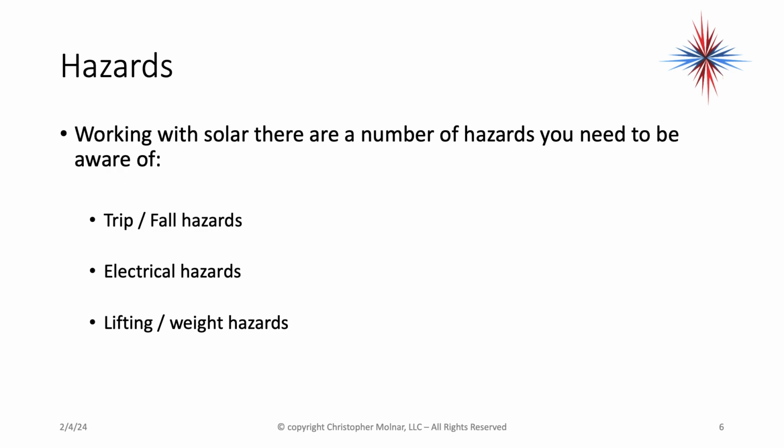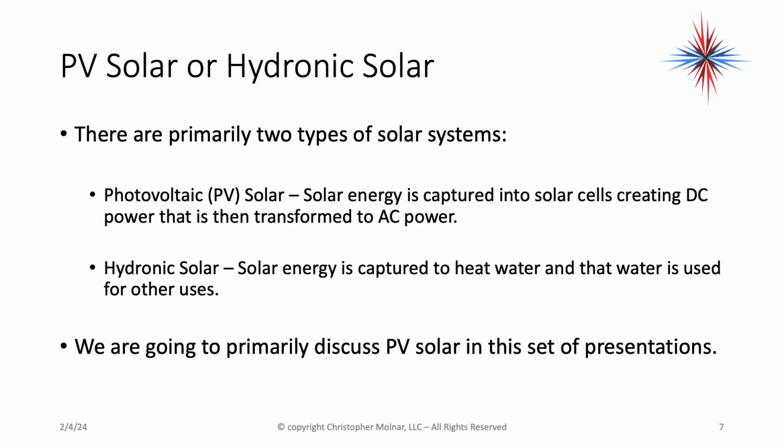Electrical hazards are all the way through solar systems. You're dealing with upwards of 600 volts and sometimes hundreds of amps of power. Lifting and weight hazards is more when you're repairing them afterwards. You might have to lift panels, move them around while on a steep roof. Just be aware of all of this.